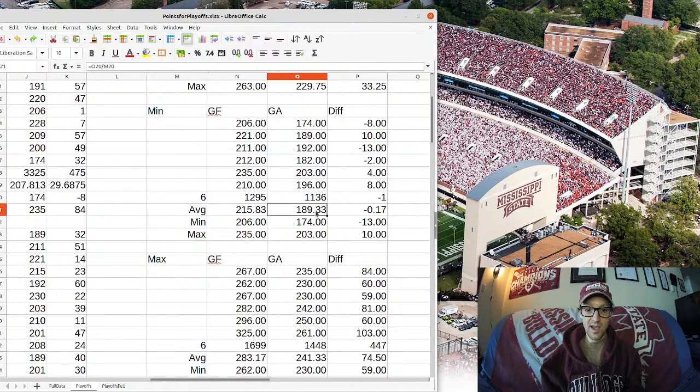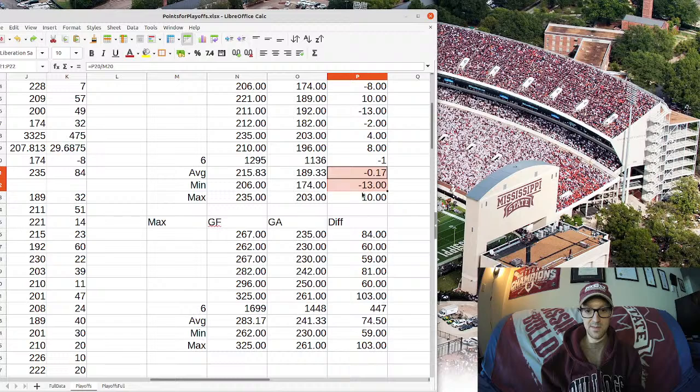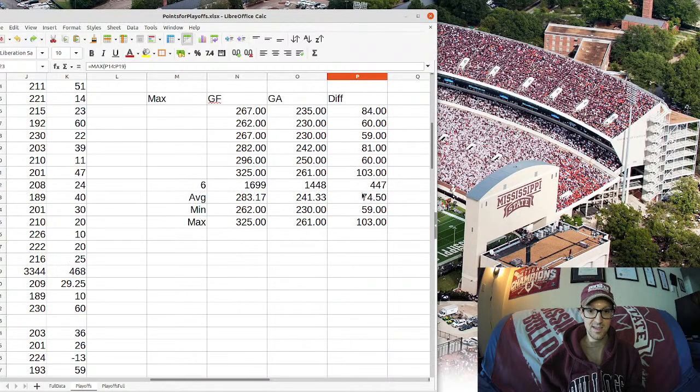So the average minimum goals against was 189. The minimum of the minimum goals against was 174, and the maximum of the minimum goals against was 203. Differentials, yeah, same sort of thing. And then the average of the maximums 283, minimum of the maximums 262.